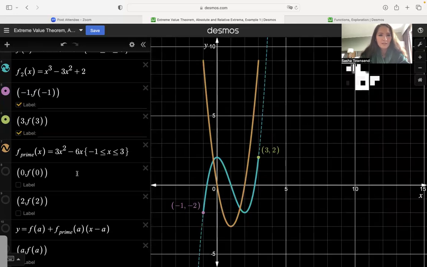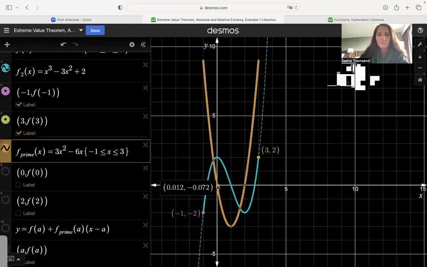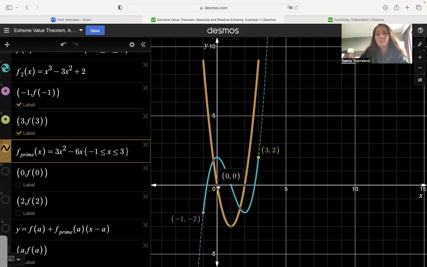So our critical values occur where the derivative is equal to 0, and we found that algebraically by factoring 3x squared minus 6x and setting each factor to 0 and solving for x. We had x equals 0 and x equals 2. Those are the zero values on this orange graph. The orange graph is the graph of the slope. So the slope is 0 at x equals 0 and x equals 2.